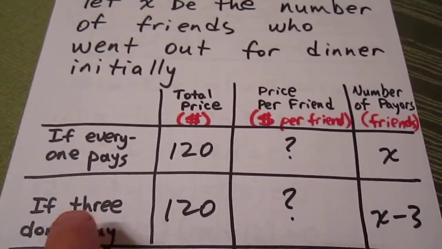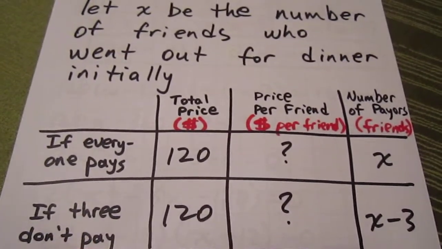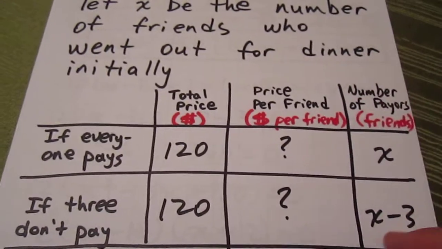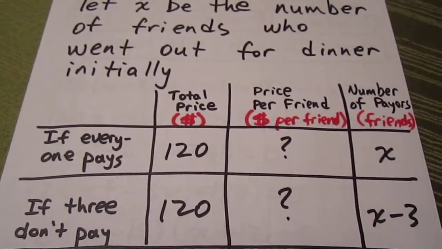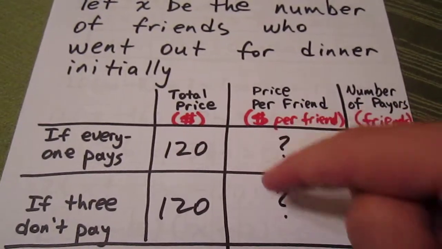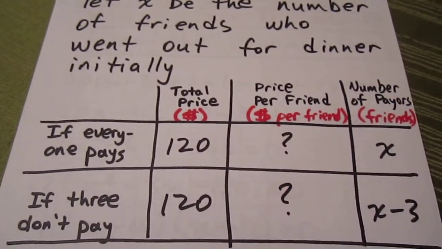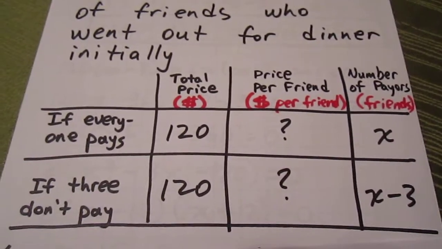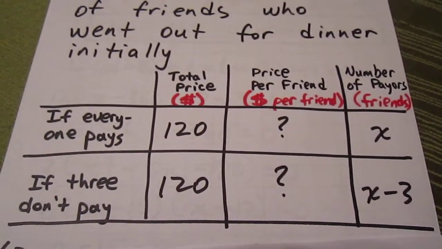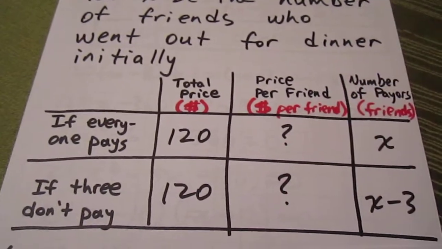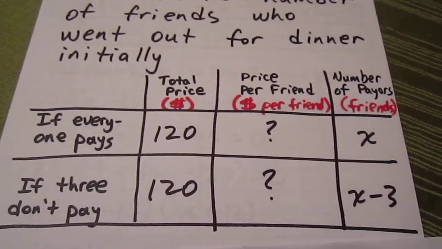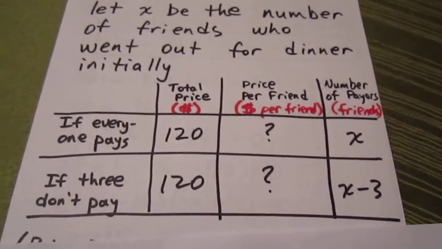So in the scenario that actually did occur, if 3 people don't pay, the number of payers is the total number of people who went out to dinner minus 3. The price per friend is unknown, but we should be able to make an equation involving these 2 variables, the price per friend in the 2 different scenarios.